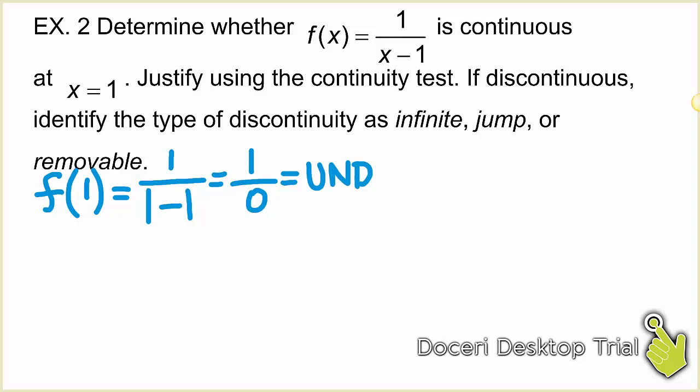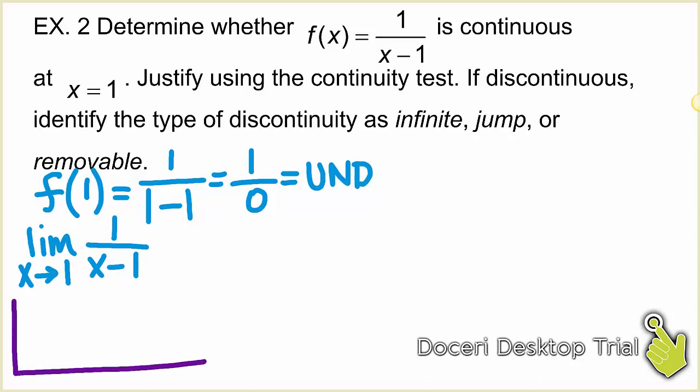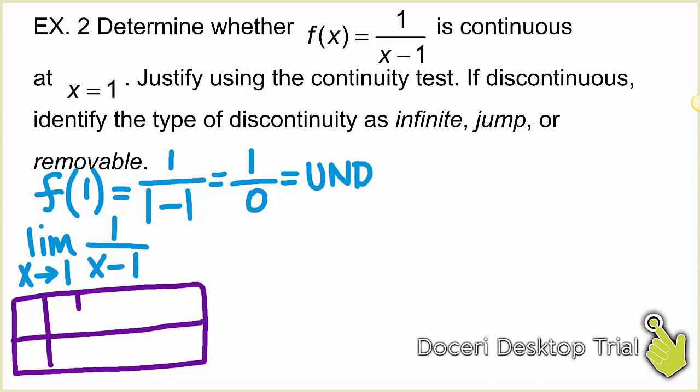Okay, so now we're going to look at the limit at this spot. I want to see what's happening to the left and to the right. So the limit as x approaches 1 of 1 over x minus 1. So I'm going to do the same thing as last problem. I'm going to draw my table. And the function value that I've already checked is what's going to go in the middle. So I've already checked at 1, it's undefined. So I want to see what's going on to the left and to the right of 1.